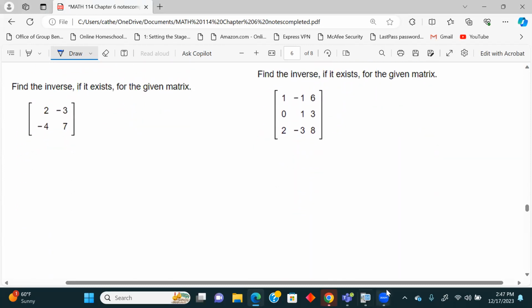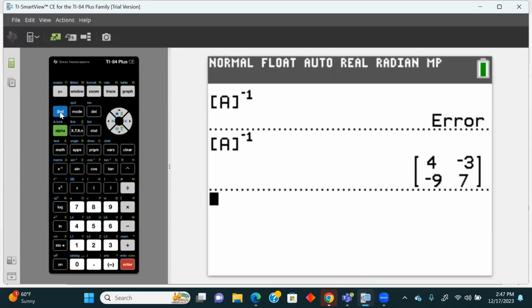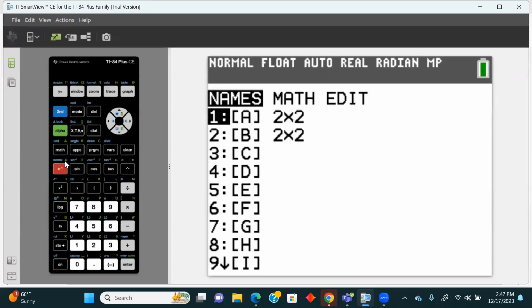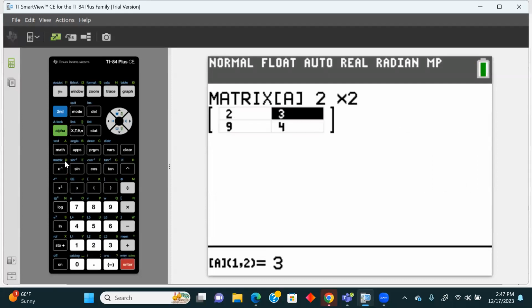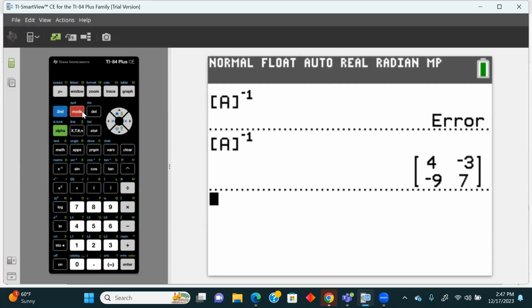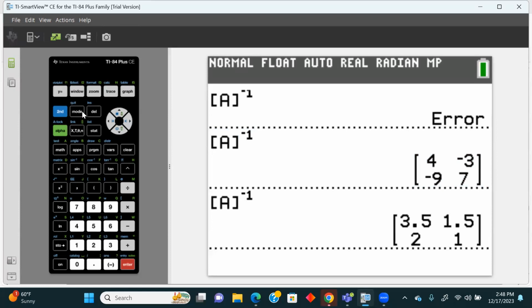We have two more we want to do, another 2x2. We use that little cheat again where I just kind of arrow up. When it's highlighted, I hit enter. So it's copy and pasting, and then I hit enter again. This one gives us decimals.